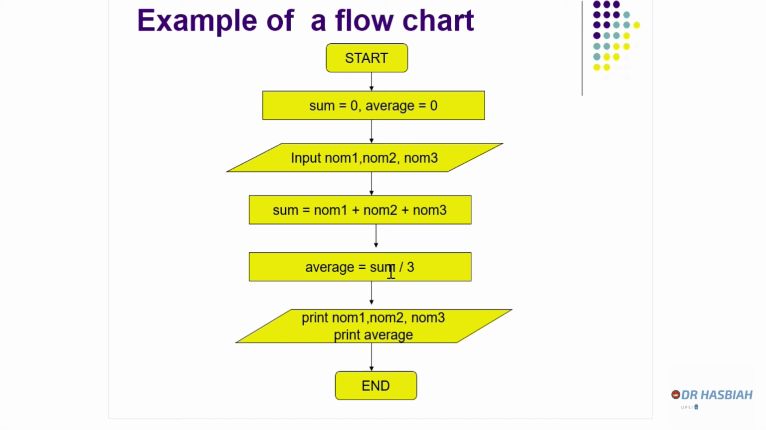For the example that we used in the pseudocode, we input 3 numbers, then we calculate the average of the numbers. So it's up to you. If you prefer to use the flowchart, you can use the flowchart. Or if you prefer to use the pseudocode, you can use the pseudocode. Alright. So this is the difference between the pseudocode and flowchart.